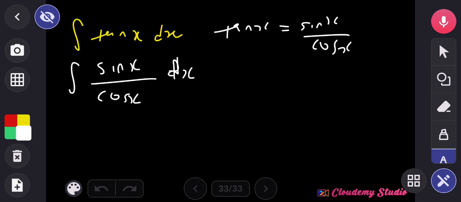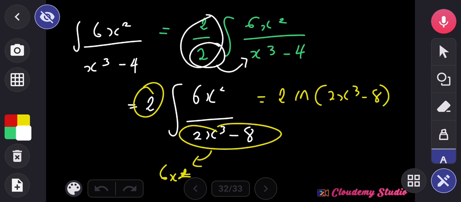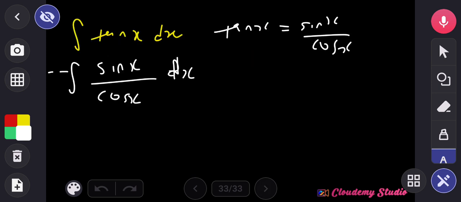Minus sin x. So what are we going to do? Multiply it by minus minus. You understand? So just say that minus multiplied by minus, minus times minus equals what? Plus. So I did not change anything, just like 2 over 2 equals 1, I did not change anything. So minus times minus equals plus.